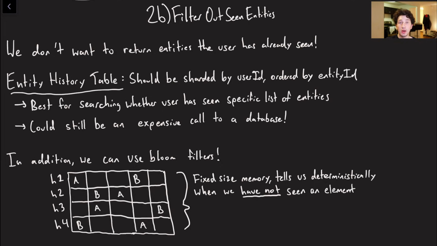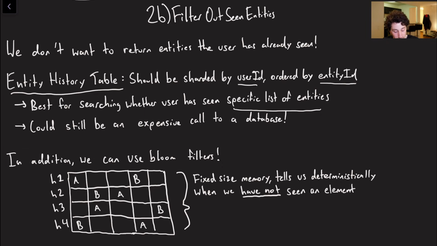Well, keep in mind we do have some sort of entity history table, right? Every single time that I watch a YouTube video, we're putting that in some sort of database. And we can ensure that we are able to load these things relatively fast by sharding it by our user ID and then basically sorting that or having an index on our entity ID. So that way I can say, oh, if I have entity 10, 14, and 15, has Jordan watched those in the past? I can quickly go to the database and figure that out. So this is pretty good for figuring out whether I've seen a specific list of entities.